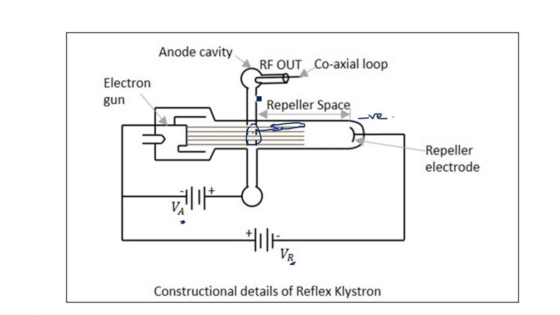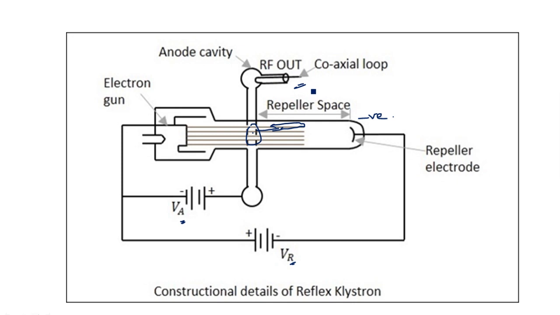If you observe this, there is a single cavity that is used to collect the RF signal output, which comes out from this coaxial cable as RF output. This is the basic operation of the reflex klystron oscillator. Now let us see the characteristics.